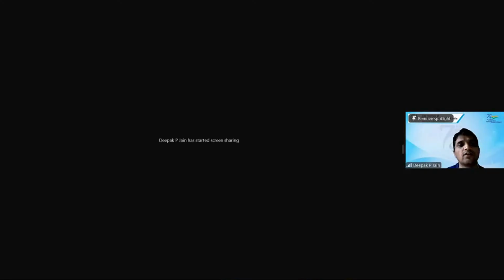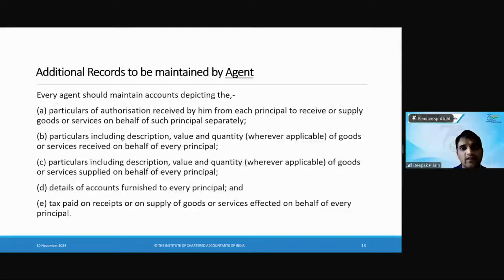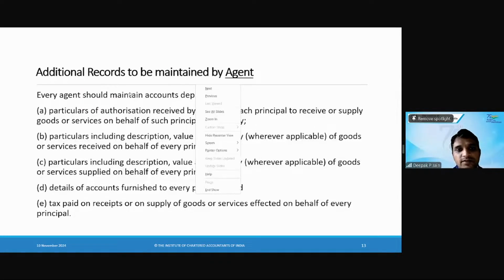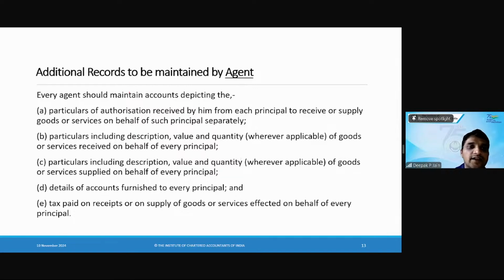So we were discussing on what is the additional records which is to be maintained by a different person. So we know what is the additional records to be maintained by the registered person. Now, what is the additional records to be maintained by different person? So we'll start with the agent. Agent will have to mention the following additional records. One is particulars of authorization received.